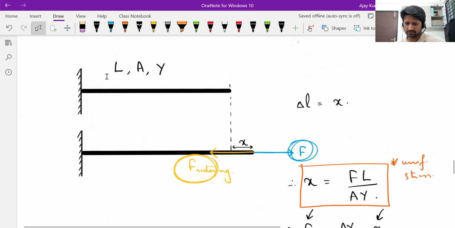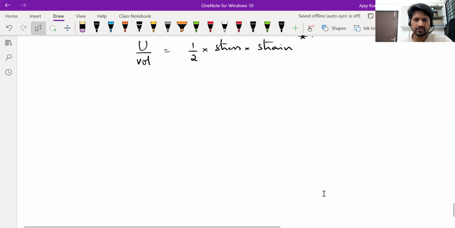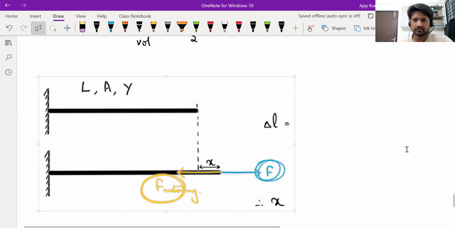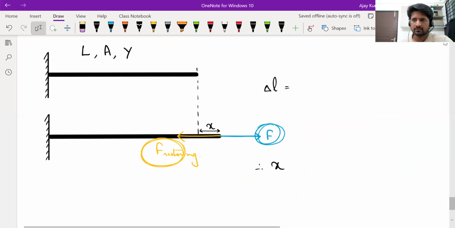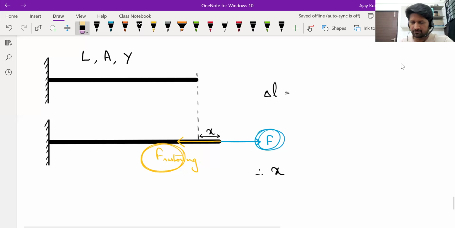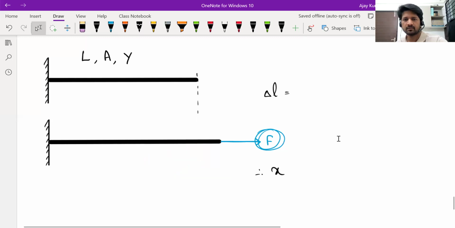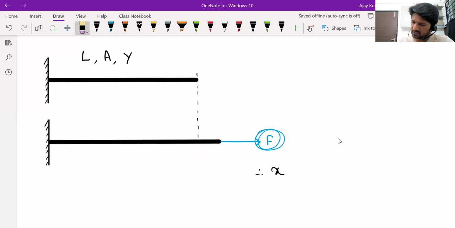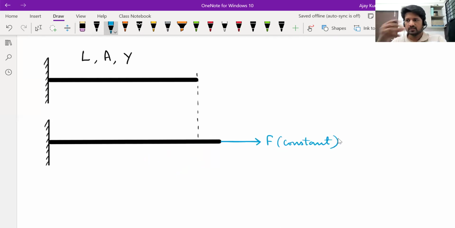Let's solve an interesting problem based on this. Let's consider this situation itself, stretching a wire. Okay, let's assume stress is uniform, the wire is uniform, it is within proportionality limit and all. Listen to this carefully, all of you. This is important. Suppose there is an unstretched wire and you stretch it by applying a constant force, capital F. Now you are applying a constant force, that's fine.